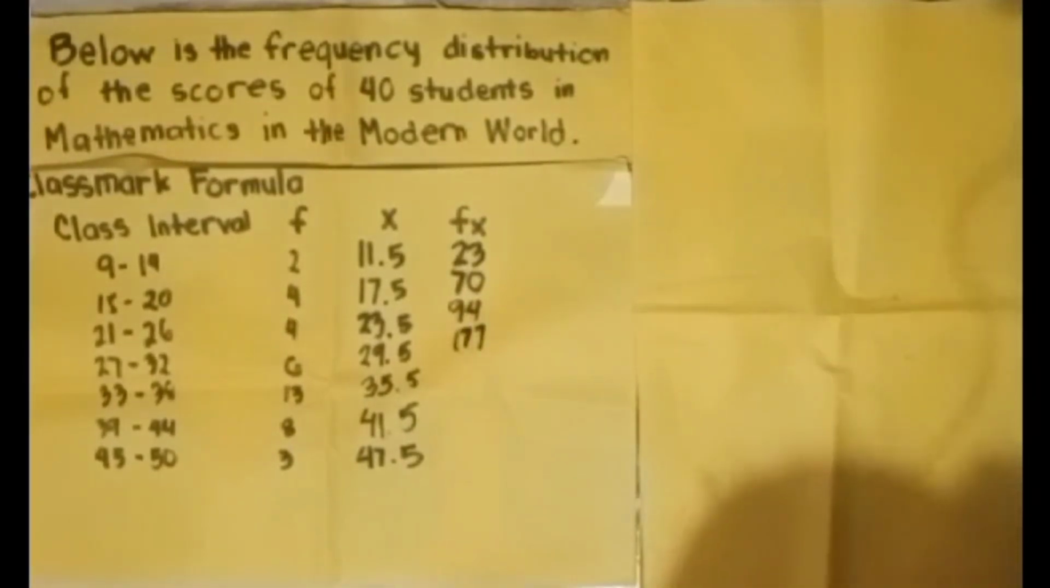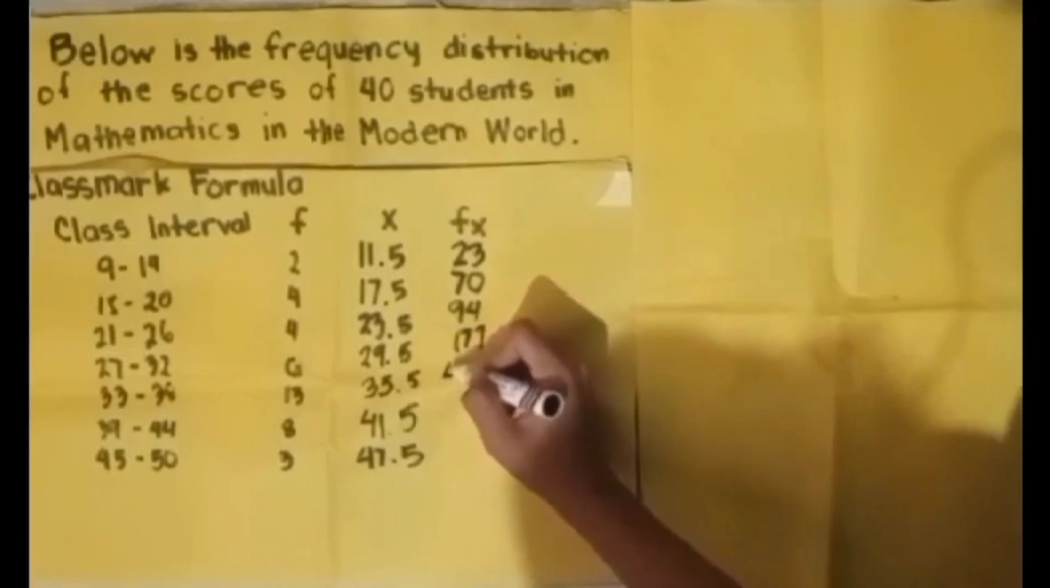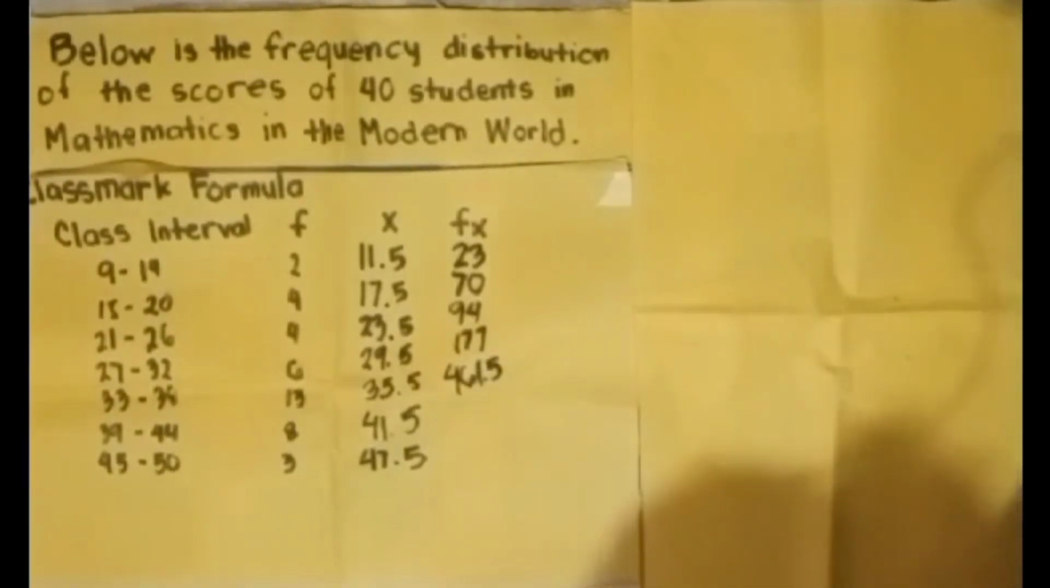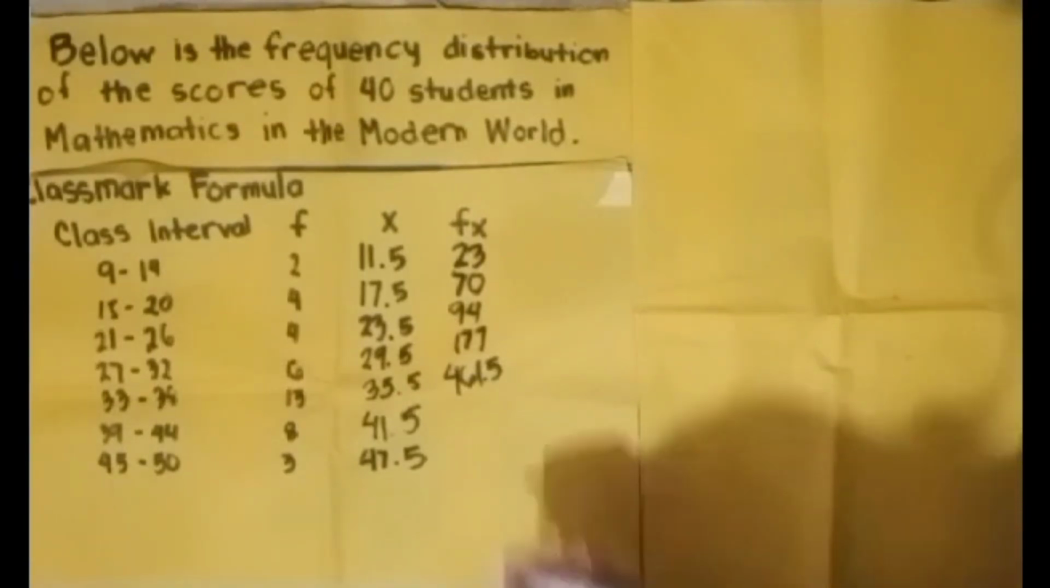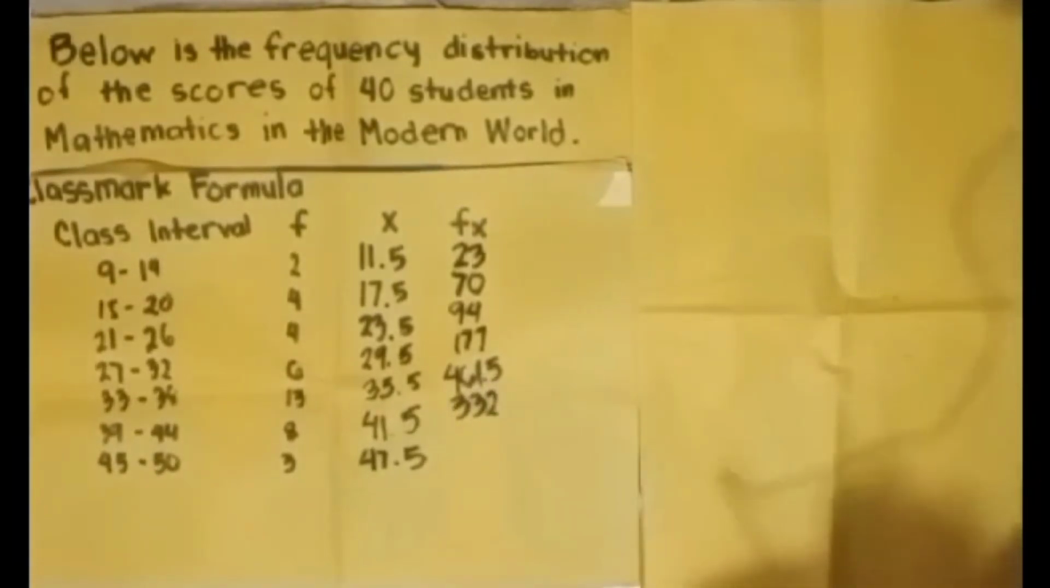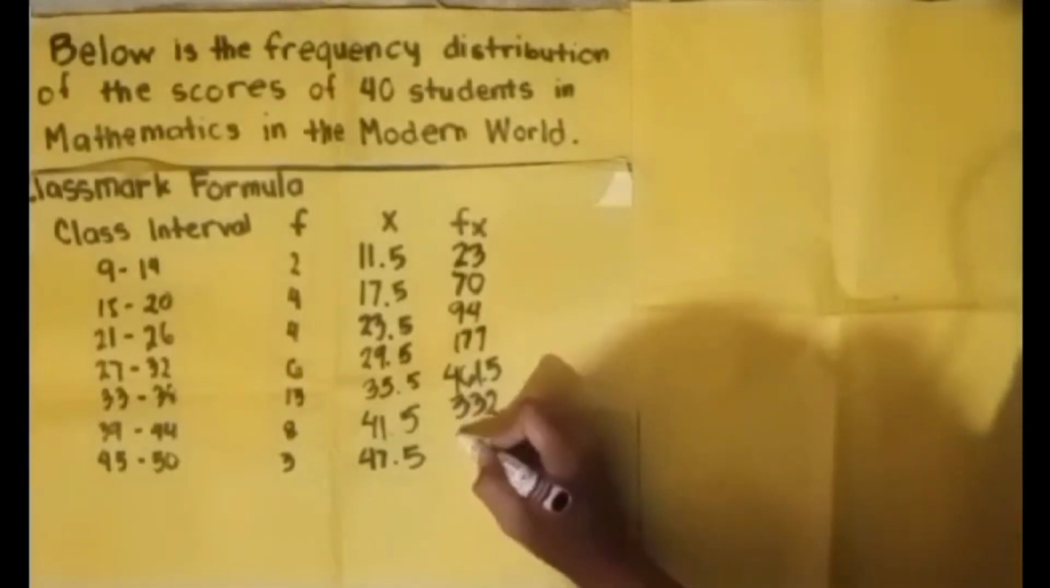Then 35.5 times 13. The answer will be 461.5. Next, 41.5 times 8. The answer will be 332. And lastly, we need to multiply 47.5 times 3. The answer will be 142.5.